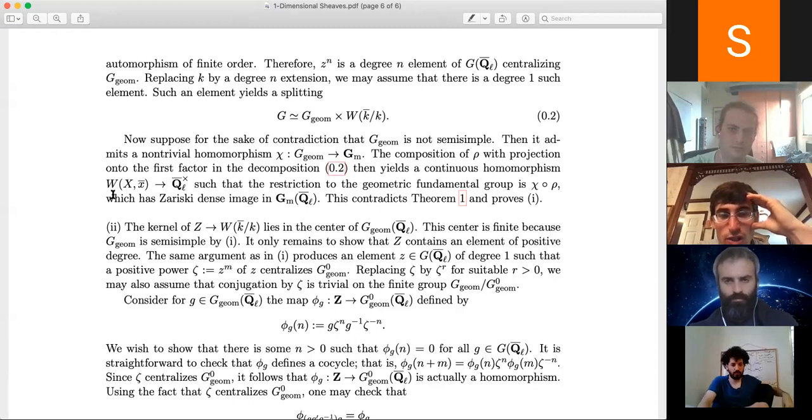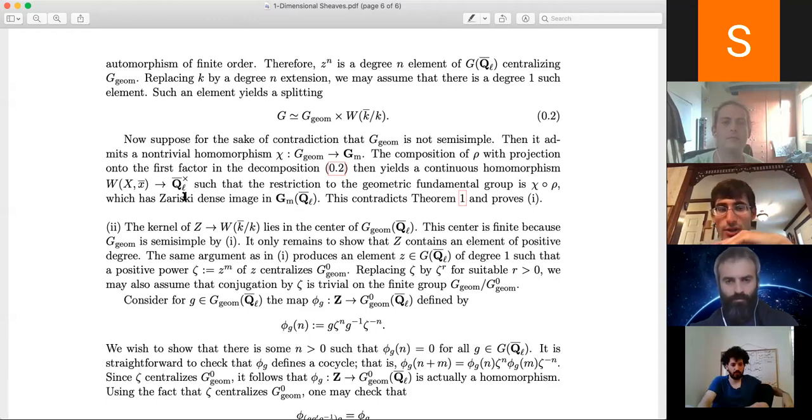Such that, restricted to the geometric fundamental group, it's: take rho and then take this character. Now, rho has a Zariski dense image in here by definition. This is the Zariski closure of the geometric fundamental group. And chi is non-trivial, so it has a Zariski dense image, so the composition has a Zariski dense image. In other words, I have this character such that restriction to the geometric fundamental group has Zariski dense image inside Q_l bar cross.